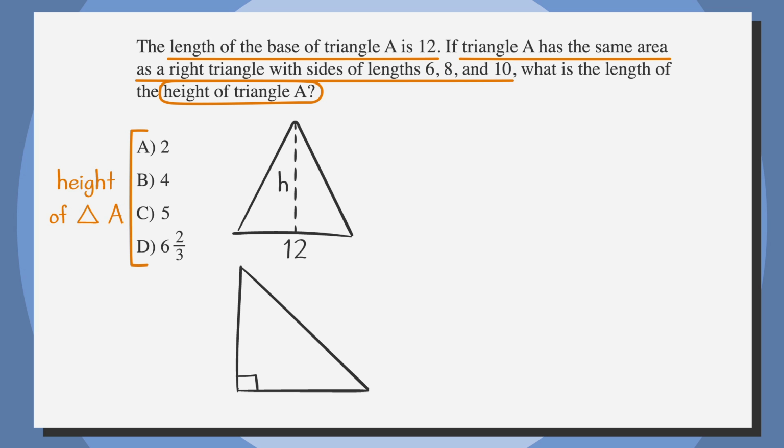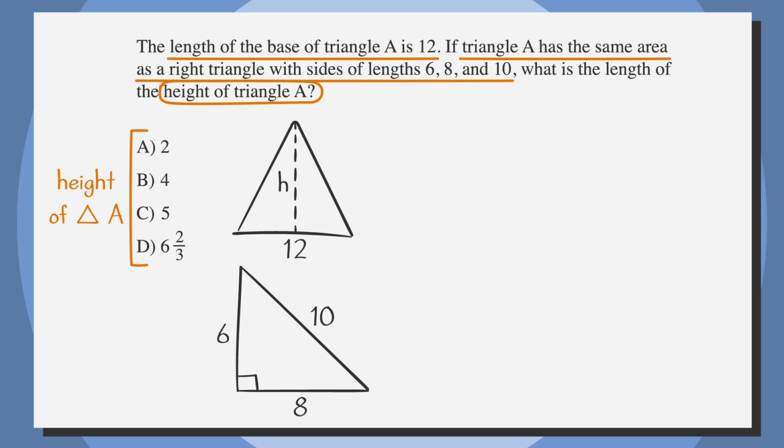The longest side of a right triangle is the hypotenuse, the side opposite the 90-degree angle. In this case, the longest side is 10, so let's label the hypotenuse 10. The other two sides represent the base and the height of the right triangle. It doesn't matter which is which. Let's label one side 6 and the other 8.